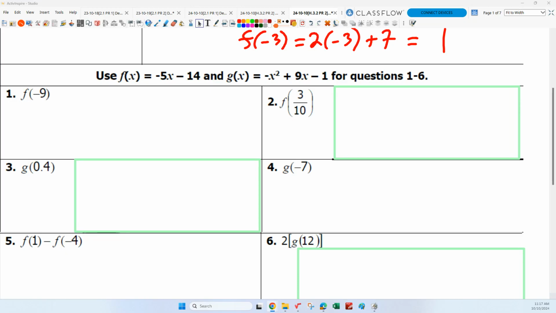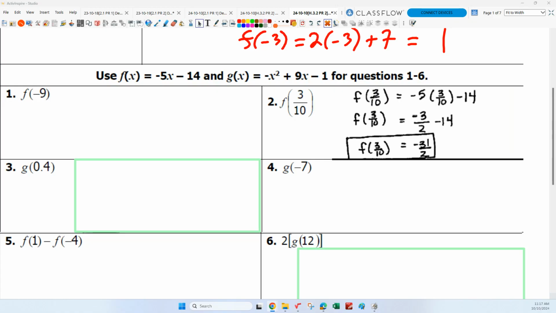So f of 3/10, what am I doing? Plugging in 3/10, right? It'd be easier to do on Desmos because I would just define f of x in one row, and then in the next row I'd enter f of 3/10, and it would give me the output negative 31 halves, without having to go through and do all the simplification manually. Same thing with number 3. G of 0.4 means I'm just plugging 0.4 into the function g.